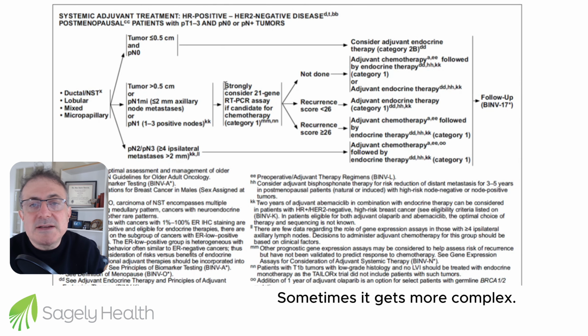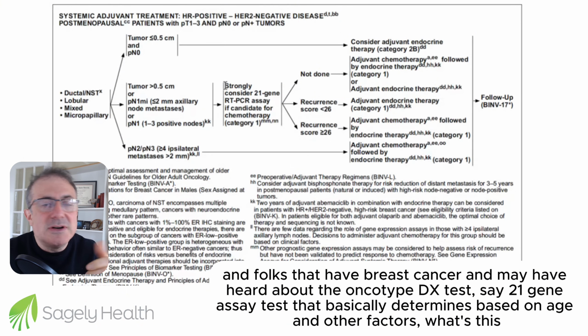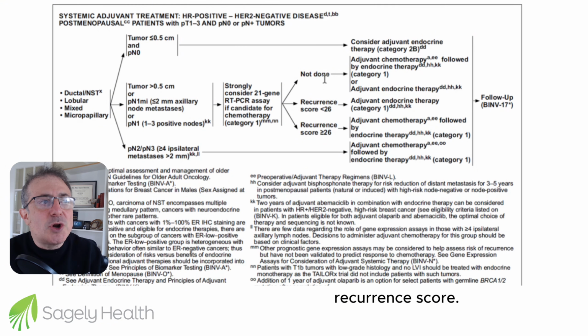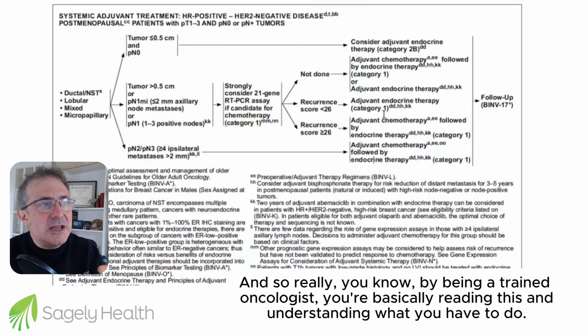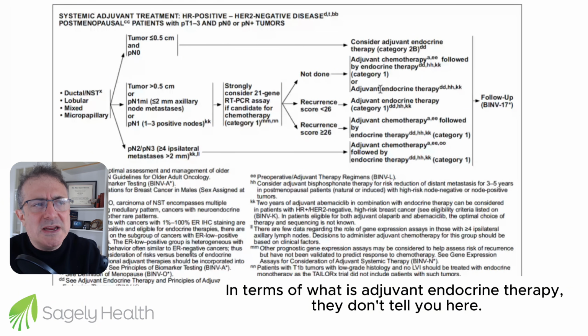Sometimes it gets more complex. And folks that have breast cancer may have heard about the Oncotype DX test, the 21 gene assay test, that basically determines, based on age and other factors, what the recurrence score is. And based on the recurrence score, you could see what the instructions are to physicians. And so really, by being a trained oncologist, you're basically reading this and understanding what you have to do. In terms of what adjuvant endocrine therapy is, they don't tell you here.